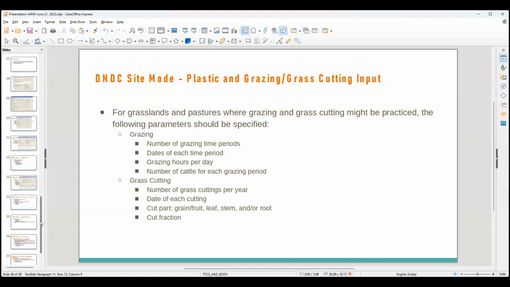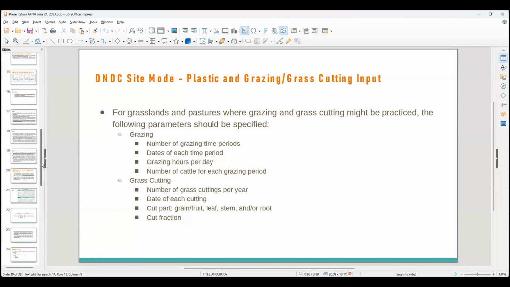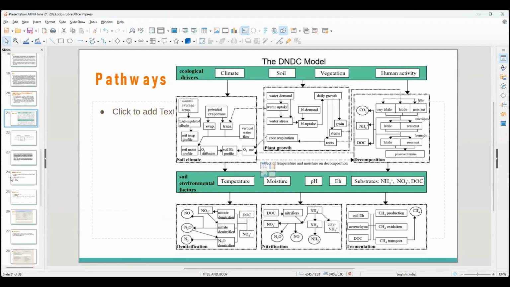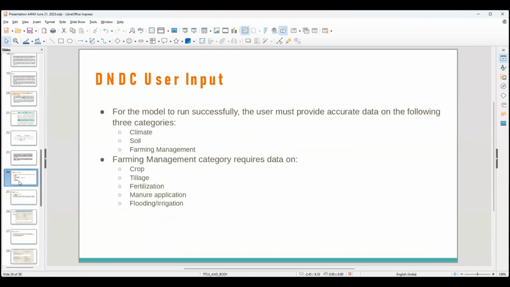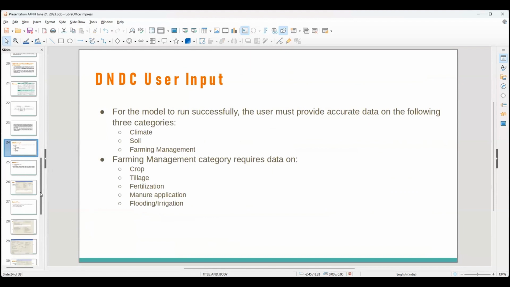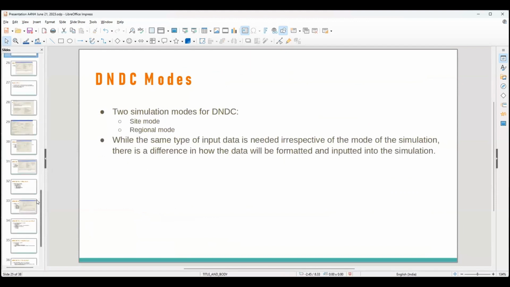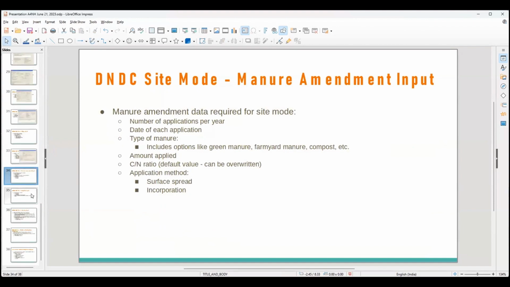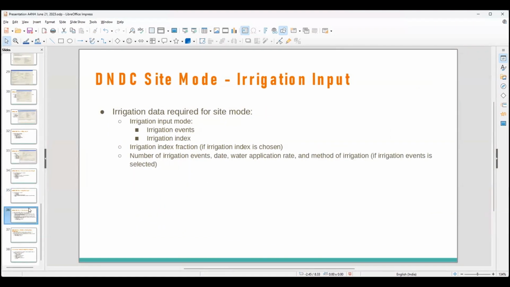So we have covered all the input dimensions that you need to enter into the model. Just to recap, user input on climate, soil, farming management, tillage, fertilization, manure, flooding, and irrigation. So we have walked you through all the different snapshots of the package that you will face, and you have the required data and the required format. So this is all that needs to be done.